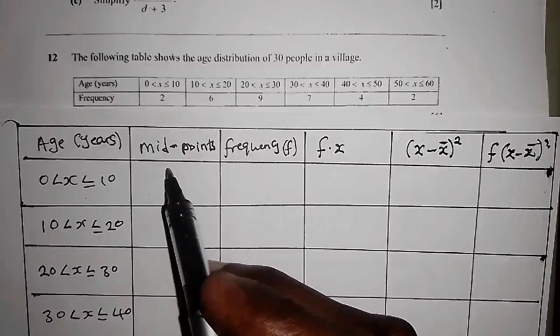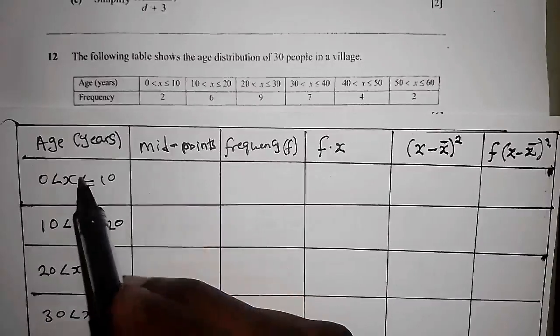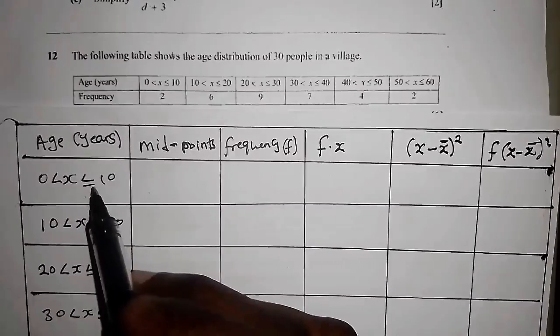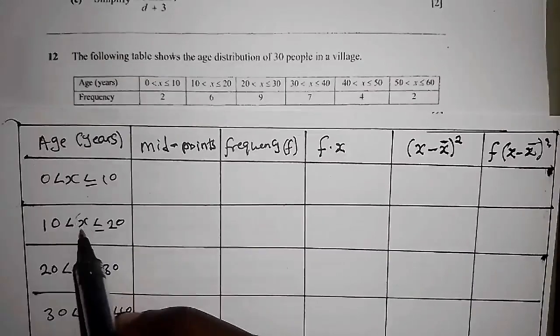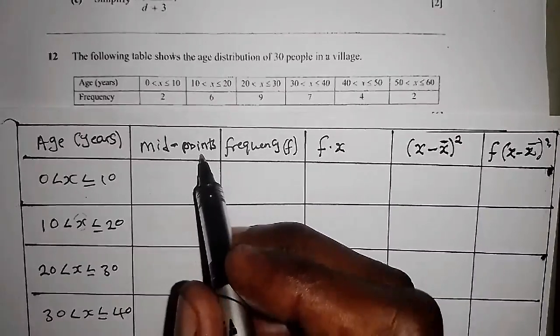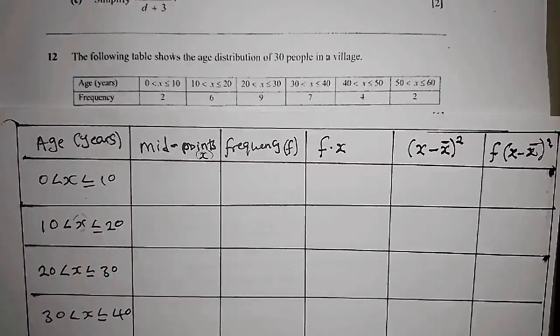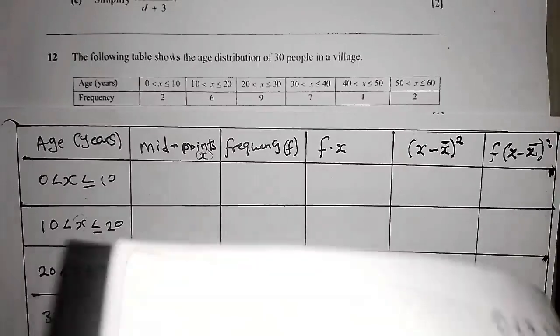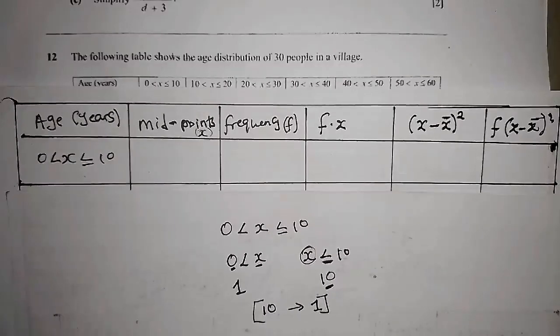So when you look at the midpoints, the midpoint is for this same edge. You can see that the letter they are using is x, so even the midpoint is going to carry x. Now what we mean by that midpoint is what I just showed you.